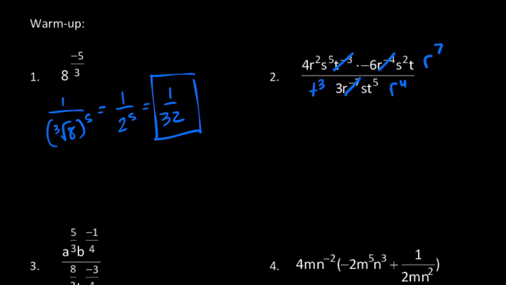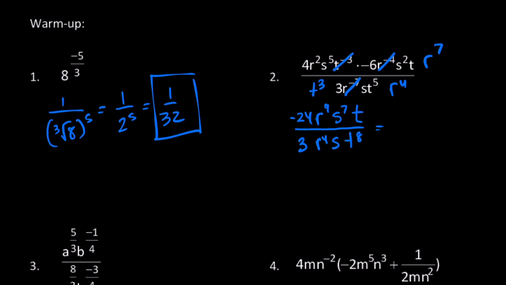So now what I'll do is I'll take some time to simplify everything up top. So I've got 4 times the negative 6, that would give me negative 24. I've got r squared times r to the 7th, so that'd be r to the 9th. S to the 5th times s squared, so that's s to the 7th, and then I have a t. My denominator, I've got 3, so that's my coefficient. Let me do alphabetical order, r to the 4th, s, and then t to the 8th.